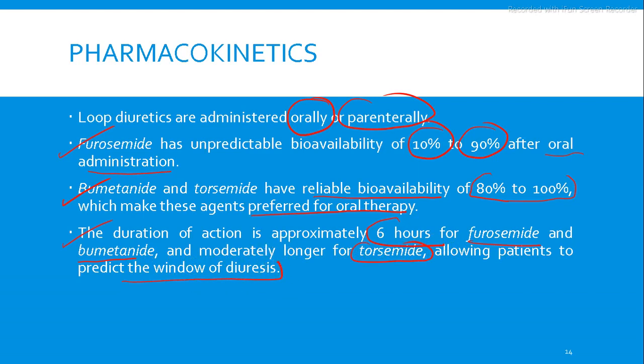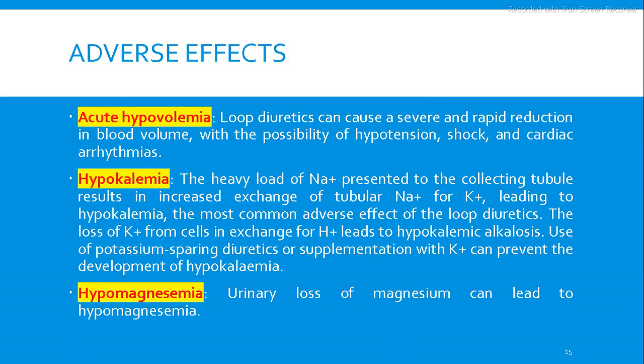Okay, so next are the adverse effects associated with these loop diuretics. The first is acute hypovolemia. In this case the loop diuretics can cause severe and rapid reduction in the blood volume with possibility of hypotension. That's because its action is very efficacious, so it causes frequent urination. That's why there is a decrease in the blood volume and a probability of hypotension. Then also it can lead to shock and cardiac arrhythmias.